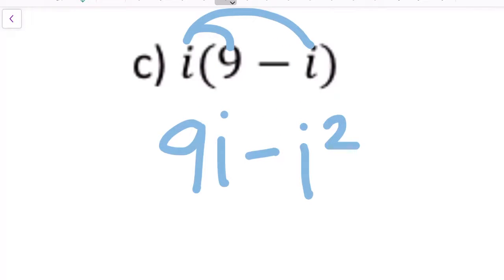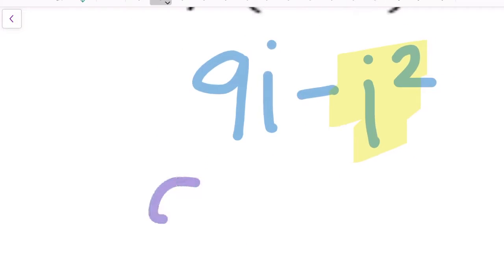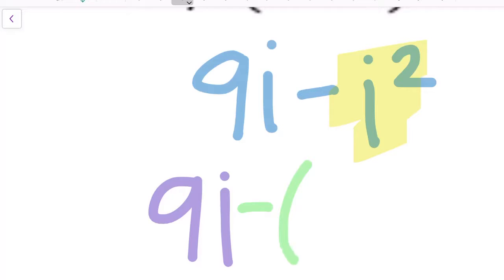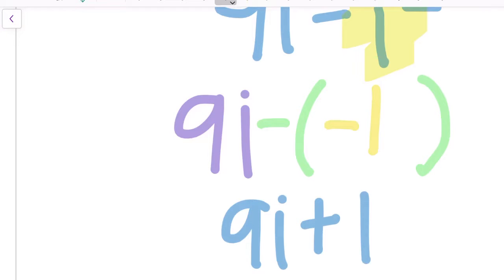Right, i squared is what? Careful. i squared is negative 1. Right, so we have 9i minus a negative 1. So we add. We have 9i plus 1. But we always write them in a plus bi form. So we always put the imaginary part second. So we're going to flip-flop this. 1 plus 9i. Exactly.